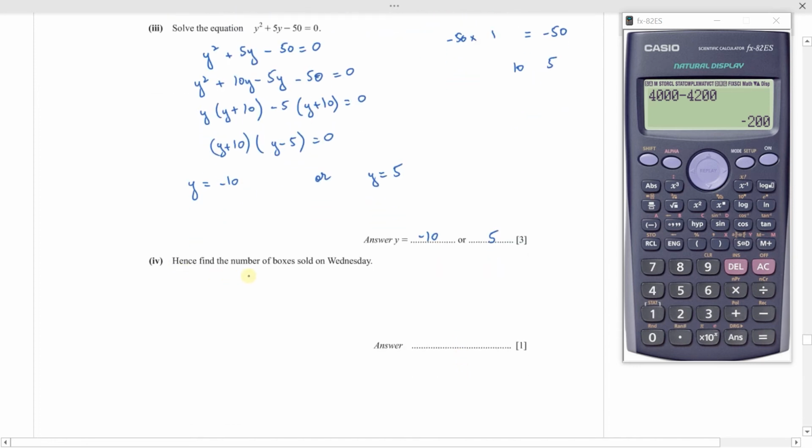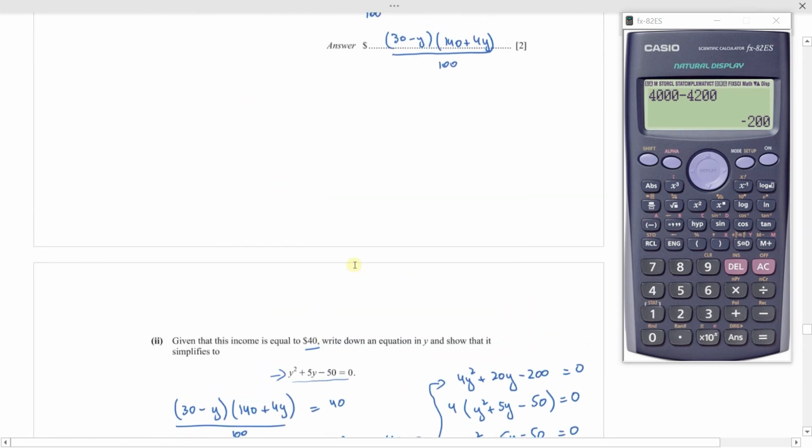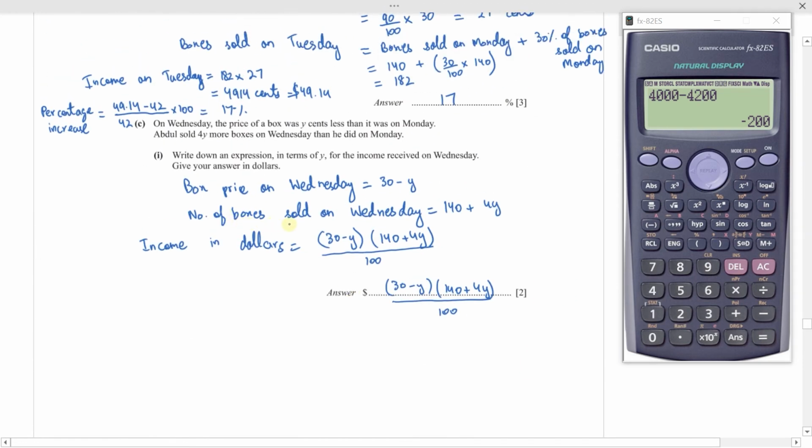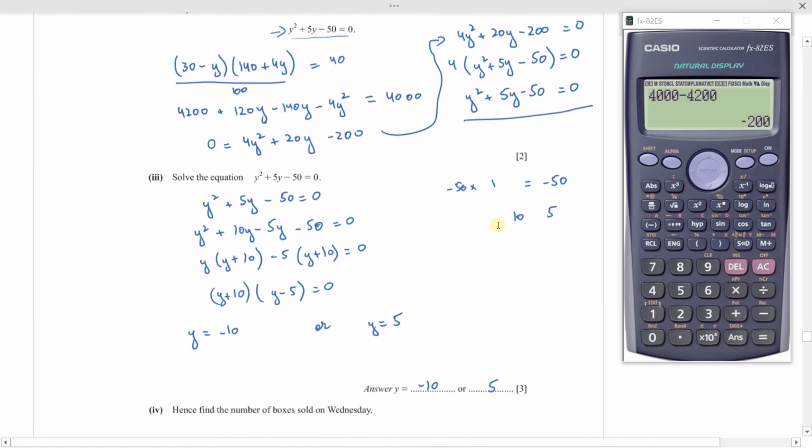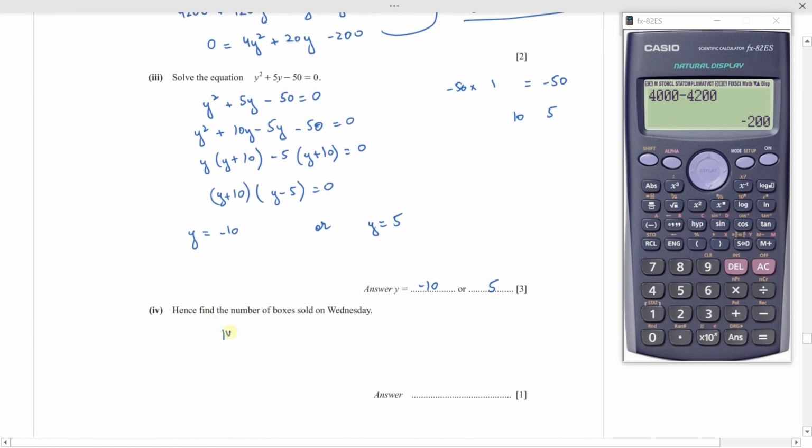Part 4 is: hence find the number of boxes sold on Wednesday. So the number of boxes sold on Wednesday is this 140 plus 4y. So the number of boxes sold on Wednesday is 140 plus 4y. Now you have to decide which value of y to use, minus 10 or 5.